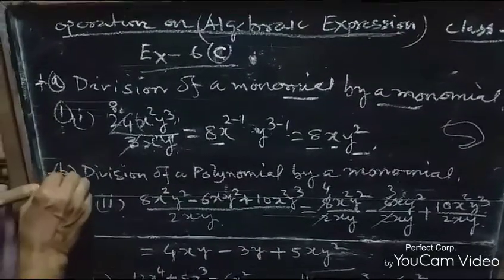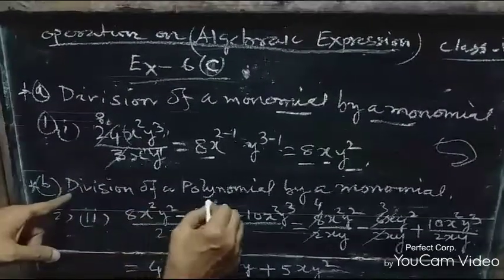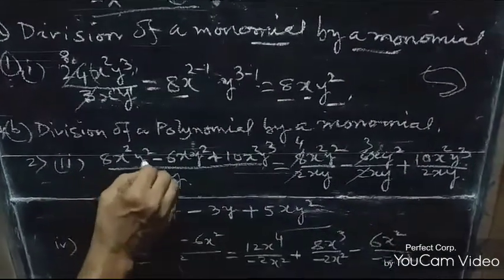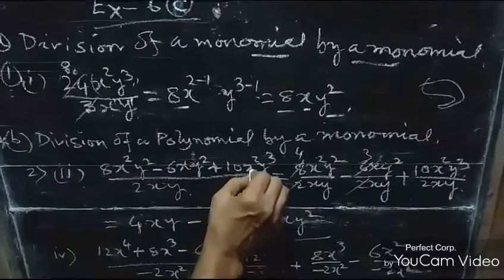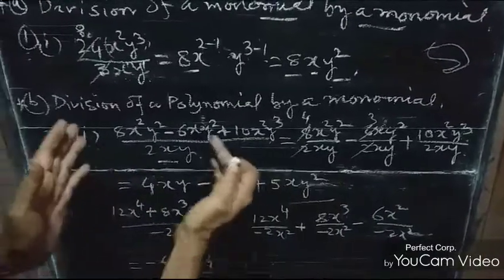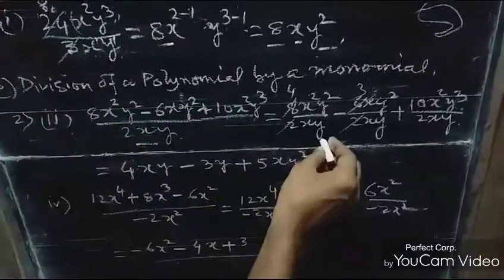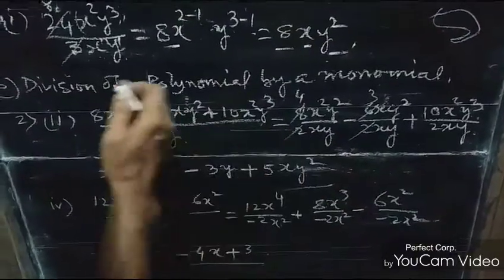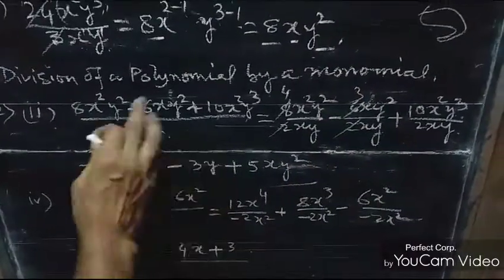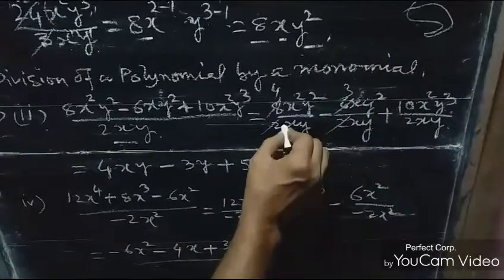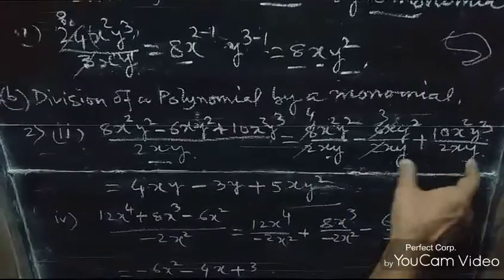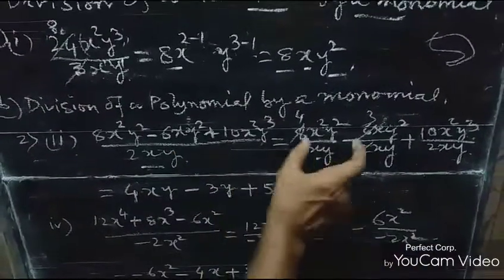Now the second case is the division of a polynomial by a monomial. Suppose this is a polynomial, 8x square y square minus 6xy square plus 10x square y cube, divided by this monomial, 2xy. Here we separate each term, so each monomial of the polynomial is divided by this monomial. It is just separated into this term by 2xy, this term by 2xy, and this term by 2xy. So we can write it down like this.